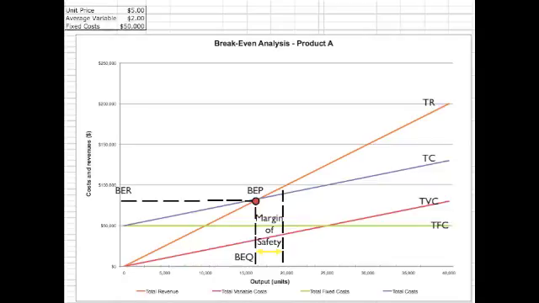Therefore, the greater the margin of safety, the less risk the product carries, as the product would be less likely to lose money, even when faced with unfavorable changes in the market that would decrease sales.